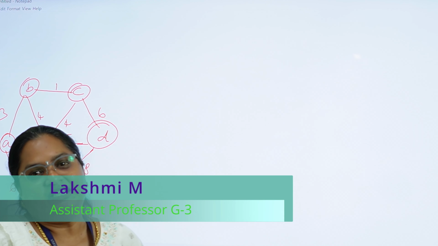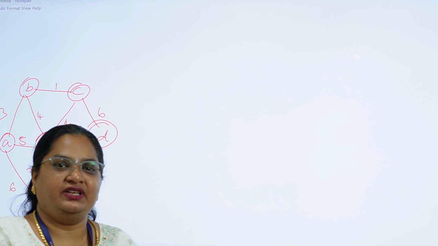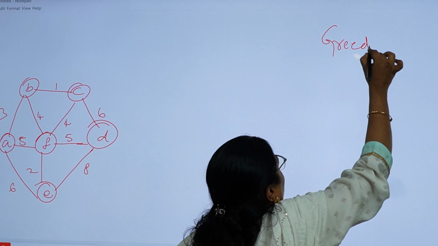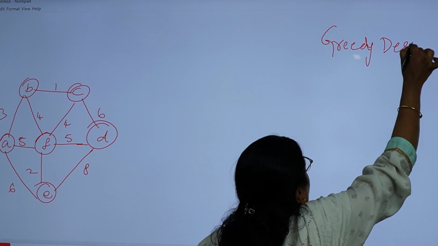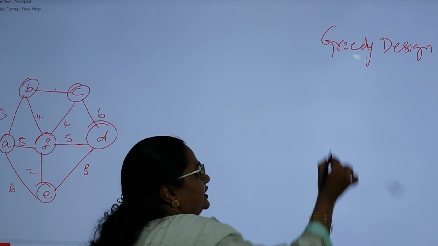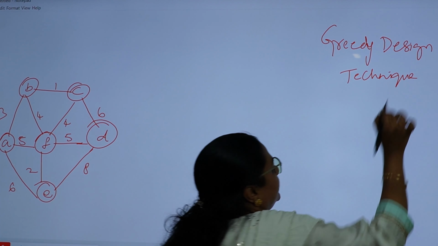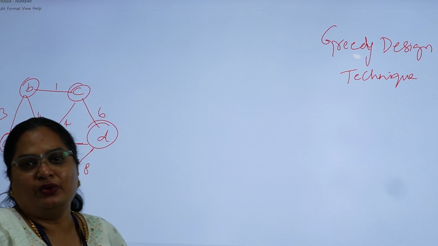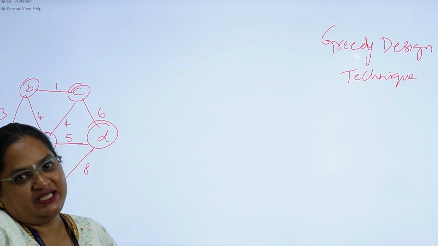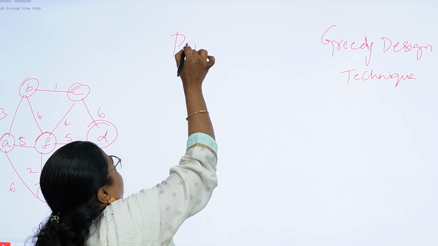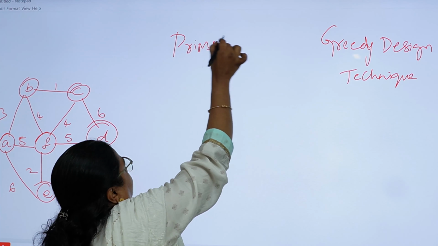Dear students, today we will learn a concept called greedy design technique and one of its applications. So what do you mean by a greedy design technique? Greedy design technique means where you try to decide on a particular way of solving a problem and you go ahead with that solution itself, right? One application of greedy design technique is Prim's algorithm.